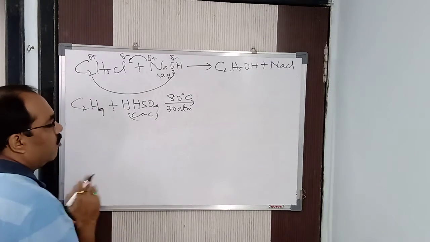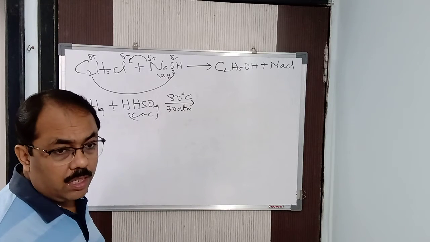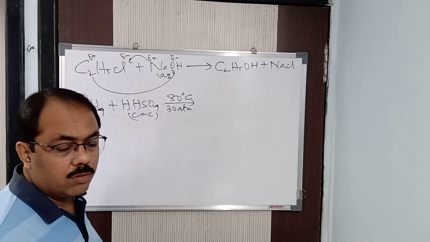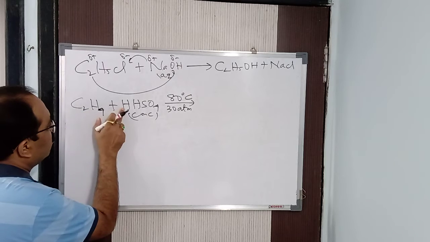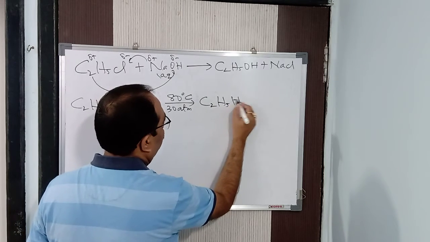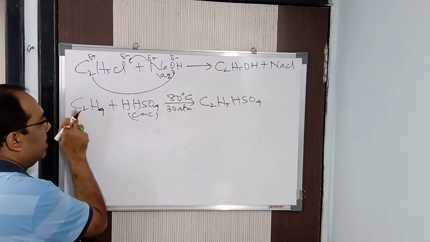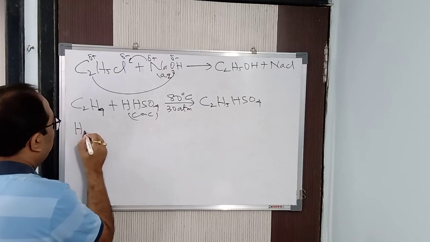Now ethene, you already studied, undergoes addition reactions. So hence, this also will undergo addition reactions. What will it be? It will be C2H5HSO4. For that reason, I wrote it in this way, that H is being added here. If you write the structure, then it will be in this way.